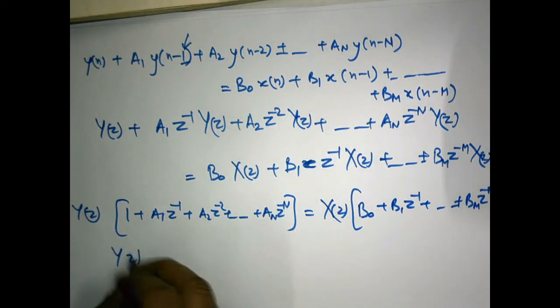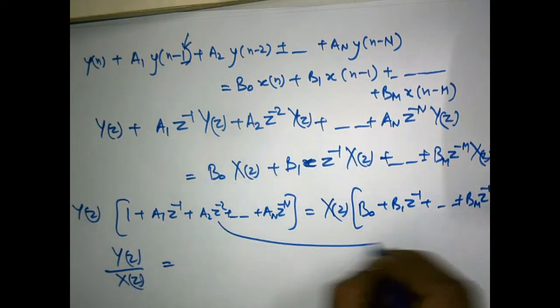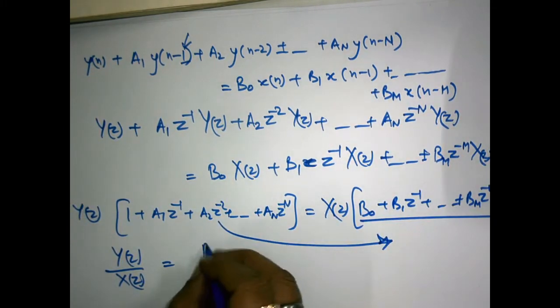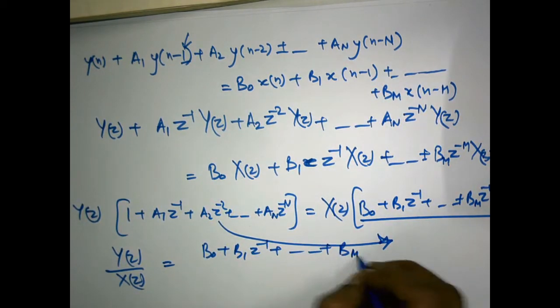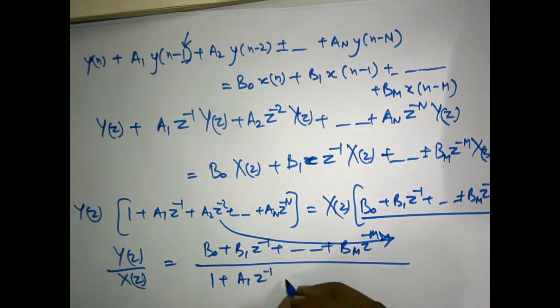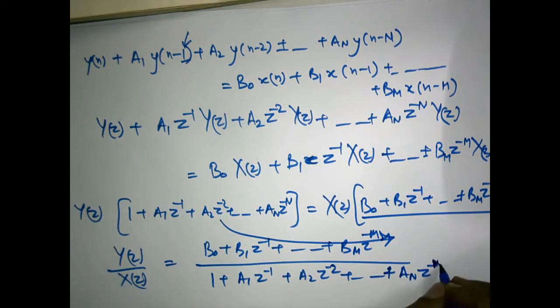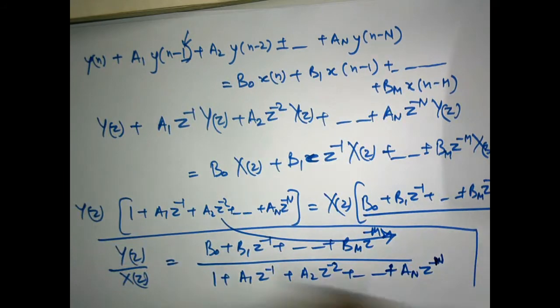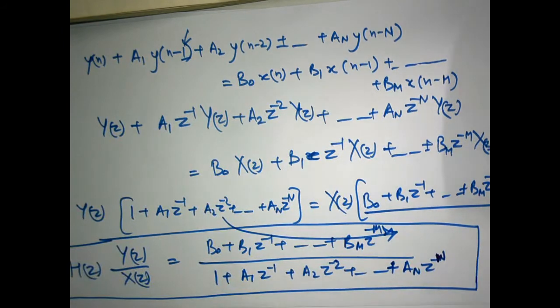Now, if you evaluate Y(z) over X(z), naturally this will be equal to this divided by this. So this will be b0 plus b1 z inverse, up to bM z to the power minus M, over 1 plus a1 z inverse plus a2 z to the power minus 2, up to aN z to the power minus N. This is the transfer function of the system if its equation is given in the form of a difference equation.